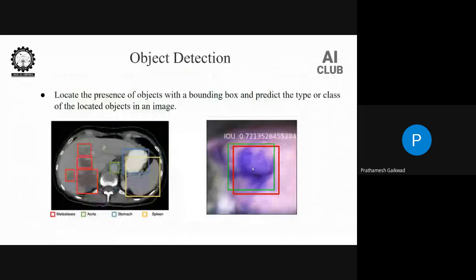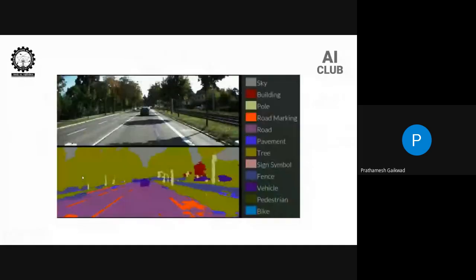Now third is object detection, which we will focus on more. Object detection locates the presence of objects within a bounding box and predicts the type or class of the located object in an image. Object detection basically does two things. First, it locates the presence of an object in the image and draws a bounding box around it, and then predicts the type or class of that object in the image. So here you can see it is identifying various different body parts in the image.